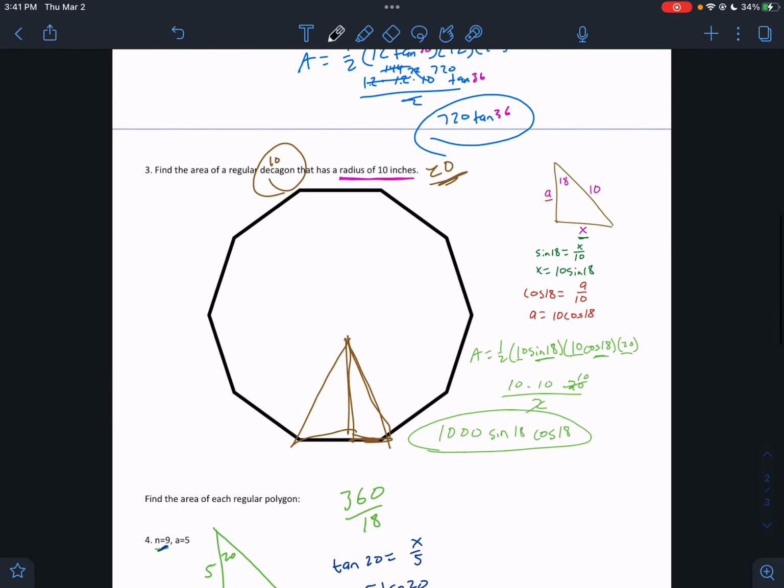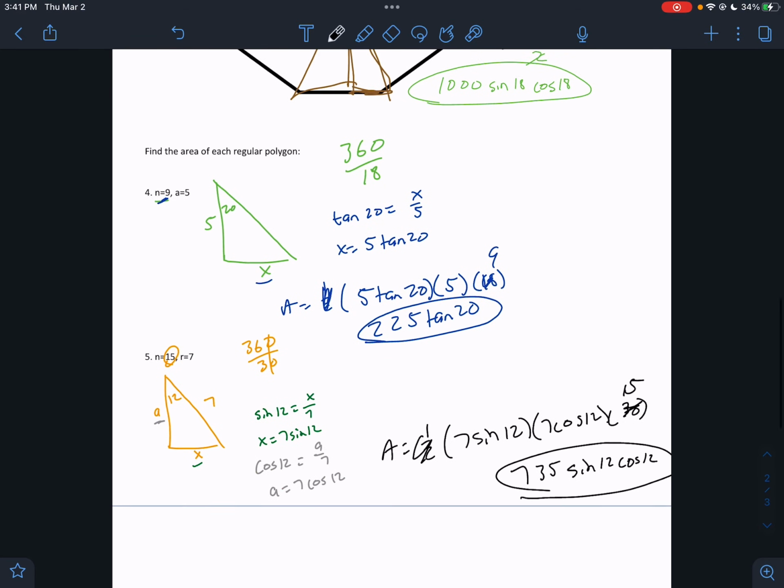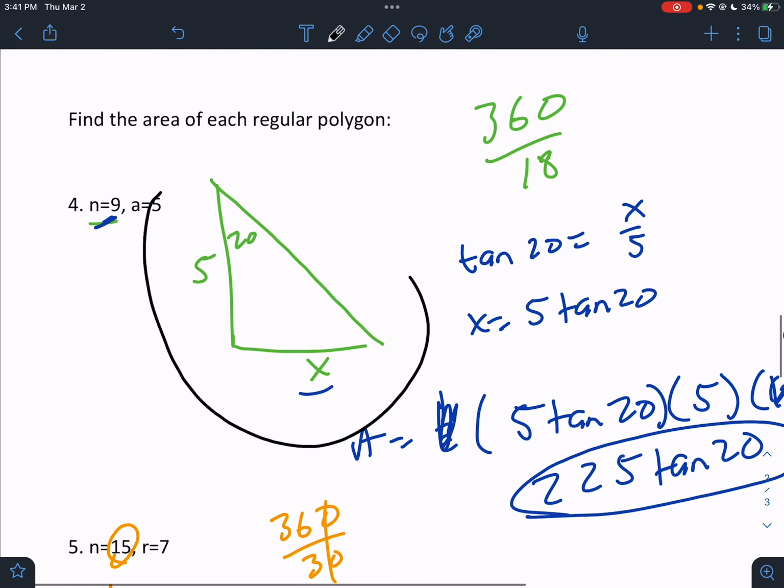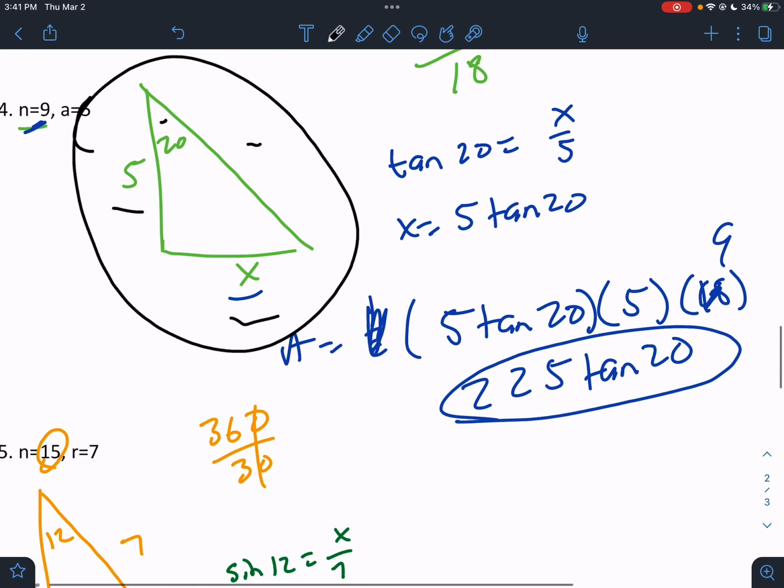All right, guys. That's regular polygons, though. Every time you do the same steps: you draw the right triangle, you get the angle at the top, you plug in whichever side you have, you do trig to get the base and the height, and then you get the area of that one triangle, and you multiply it by all the triangles. We got this.